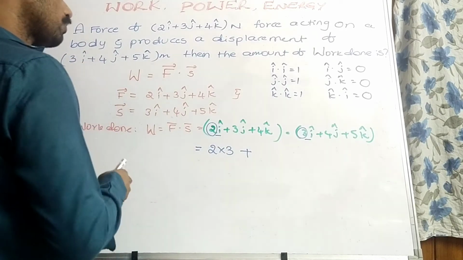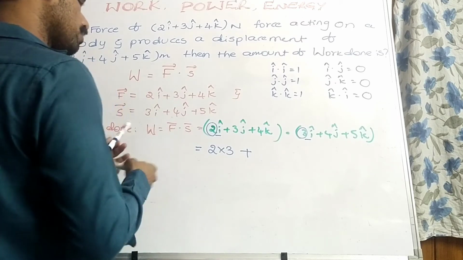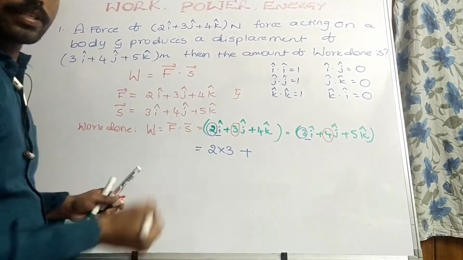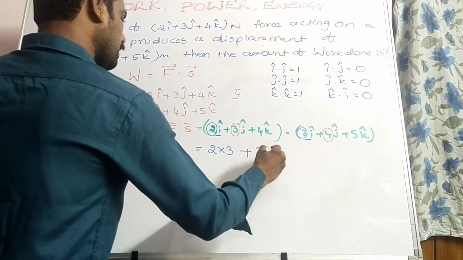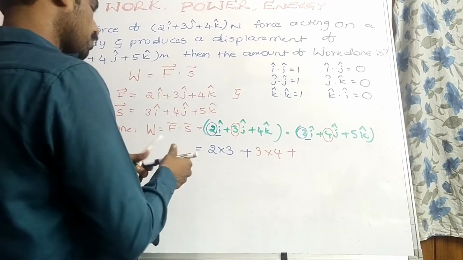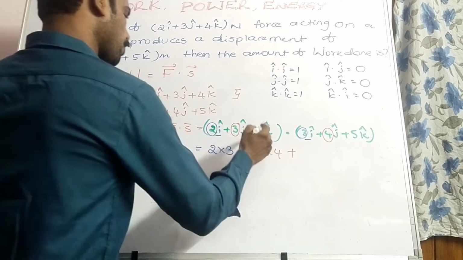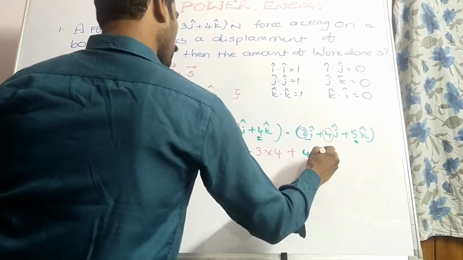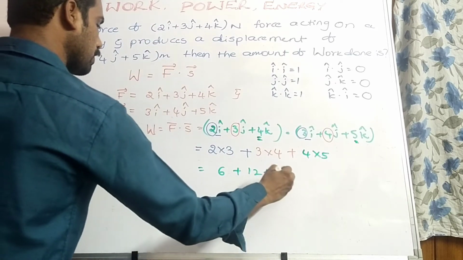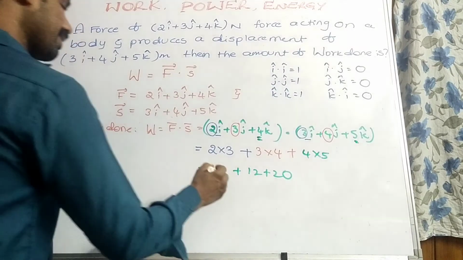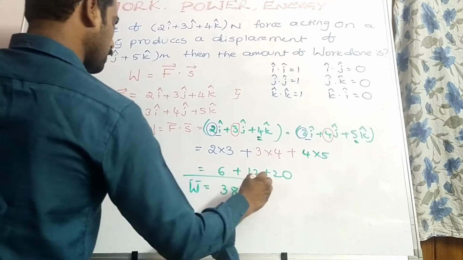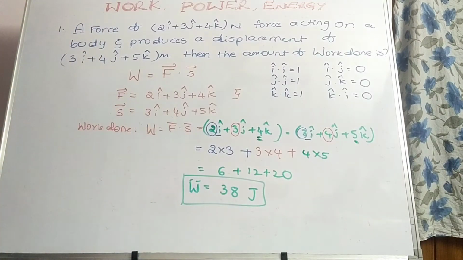here, we have the J cap factor as 3 in the first vector, and here 4 is the factor. So we get 3 into 4, plus now here we have 4 as well as 5, 4 into 5. Hence 6 plus 12 plus 20, that is equal to 38 joules. Work done will be 38 joules.